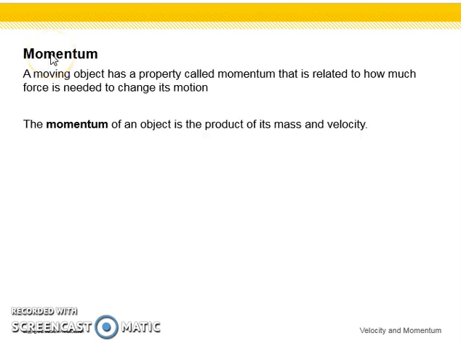Momentum. Write this down. A moving object has a property called momentum that is related to how much force is needed in order to change its motion. So, in short, the momentum of an object is the product of its mass and velocity. You'll need that whole page.